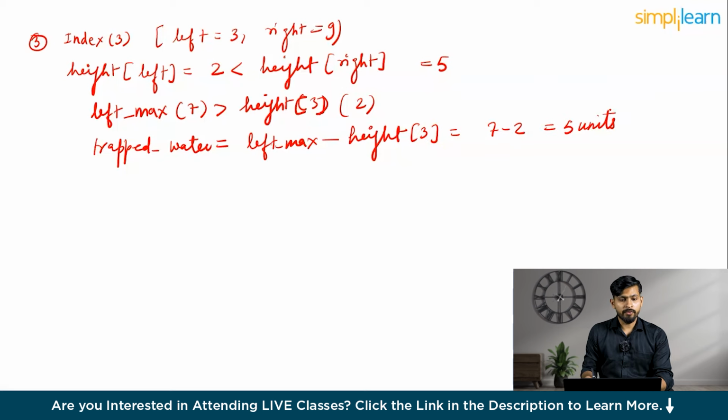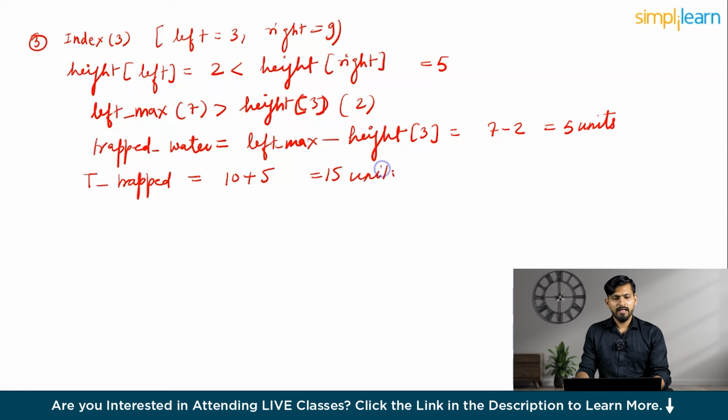So now let us calculate the total trapped water. So T trapped is going to be 10 plus 5 equals 15 units. So you can see it's overall an iterative process. Then again at step 4, we are going to move our left to index 4.